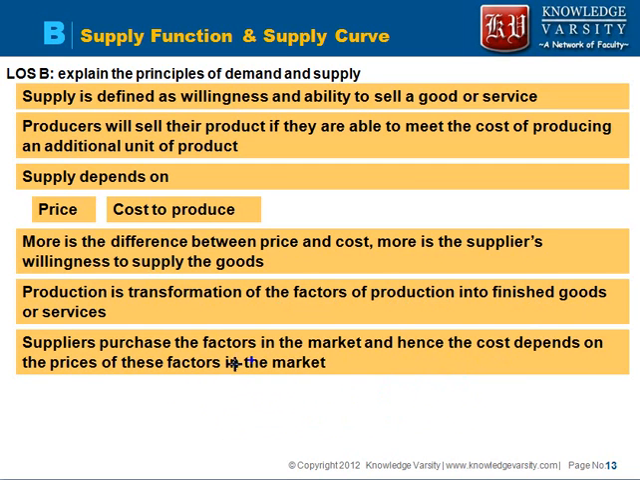The supplier will purchase these factors in the market. He has to go into the market and get these additional commodities. He will also go into the market to hire the labor. So his cost will depend on the prices of these factors in the market. The more the price, the more he will ask the money from you.